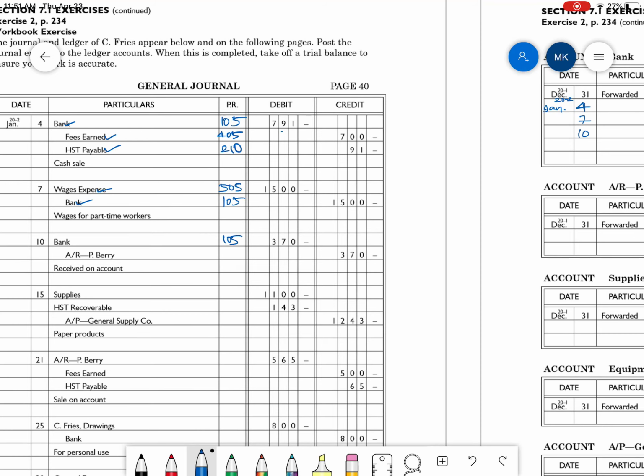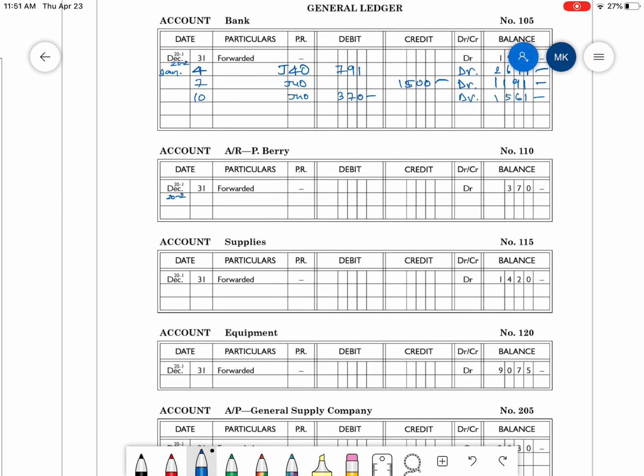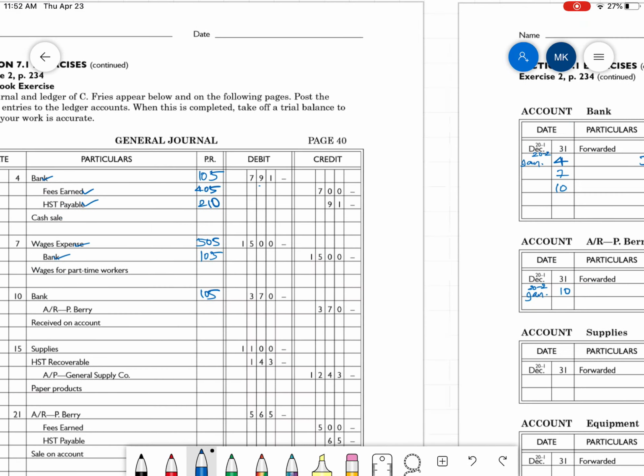Now accounts receivable, so let's go to accounts receivable account. Yes, right here. So you write 22 January 10, right? Now accounts receivable is credited, right? So you write 370 on the credit. Oops, sorry. Now you had 370 debit, 370 credit, right? So is there any balance left? No balance left, right? So you simply write a dash and zero balance. Okay, now this is J40 and there's 110, right? So you go to the journal and write 110.